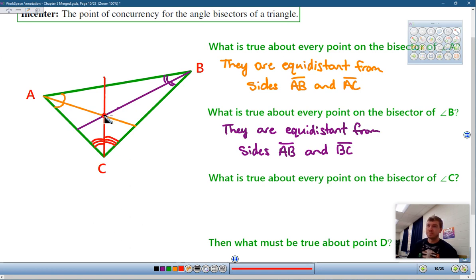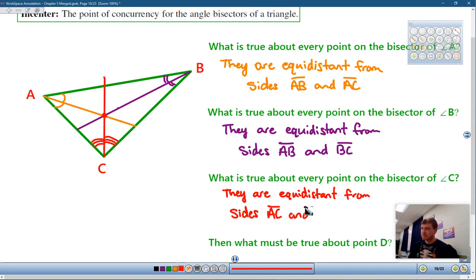It's right here. What is true about every point on the red angle bisector? They are equidistant from sides AC and BC.